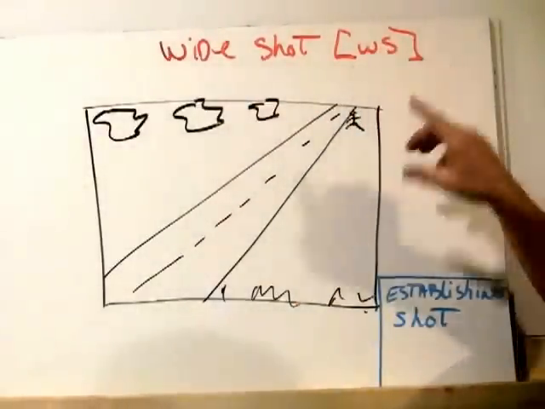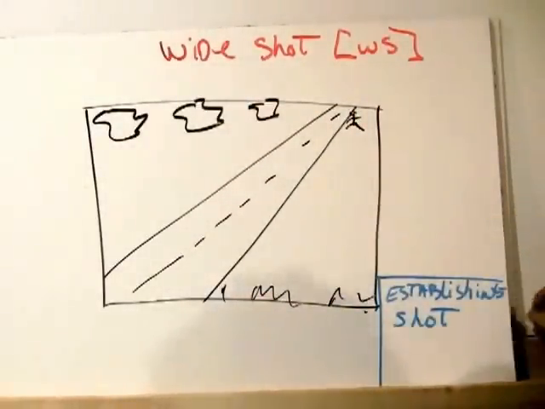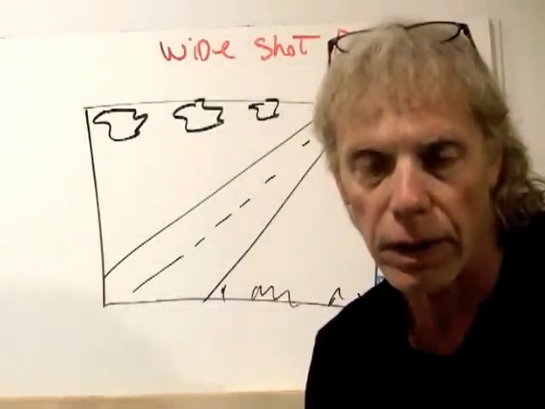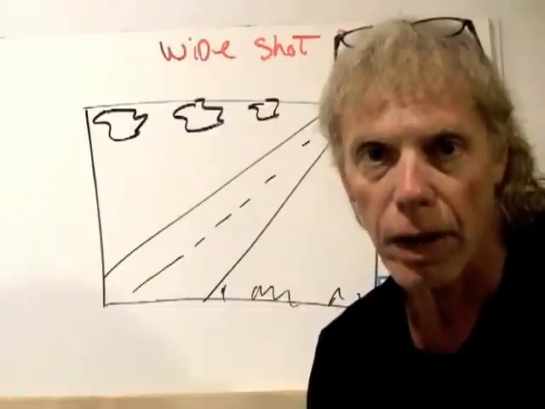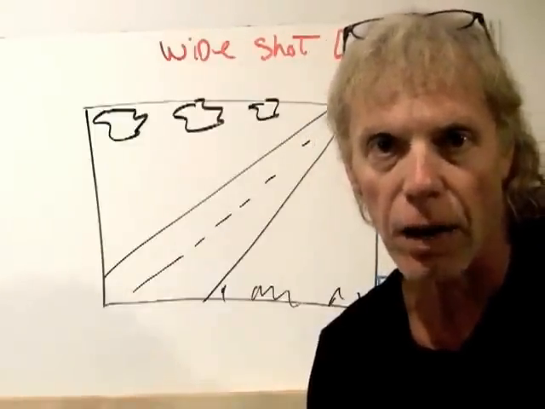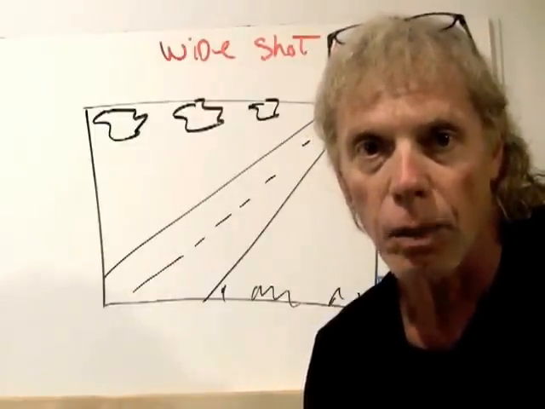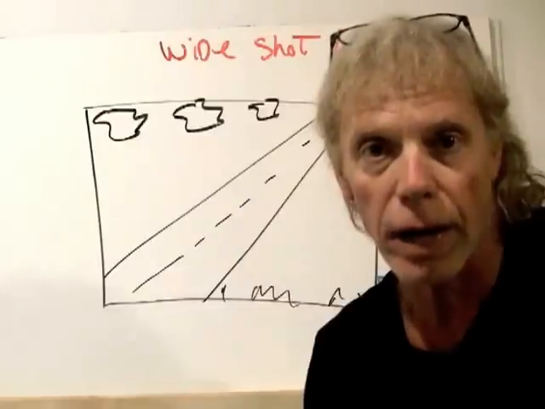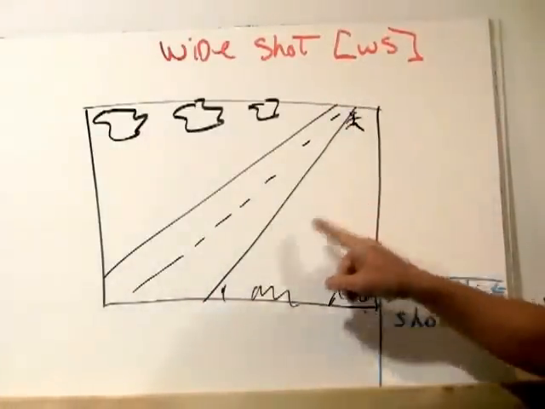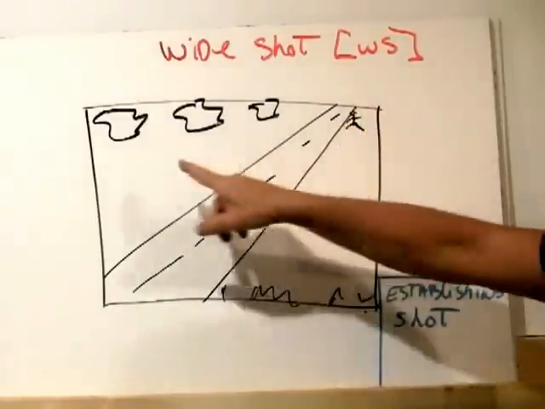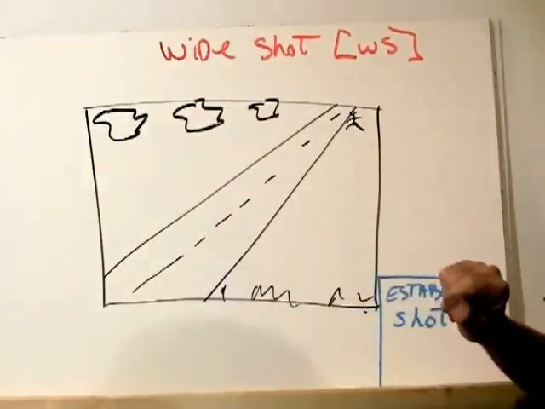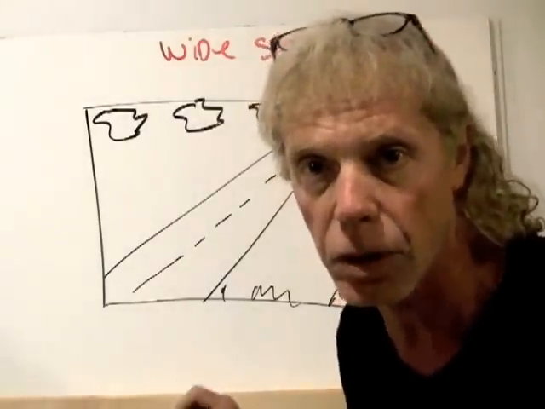In a wide shot, also known as an establishing shot, this is your opportunity to tell the viewer very quickly with one shot where they are and what they're doing. Is it raining? Is it sunny? Are they outside? Are they inside? You may see the character at a distance or you may not. It may simply be a wide shot of an area. In this particular shot, we have a road, a long road, some clouds, some grass, and a person standing off in the distance. We have established the location.